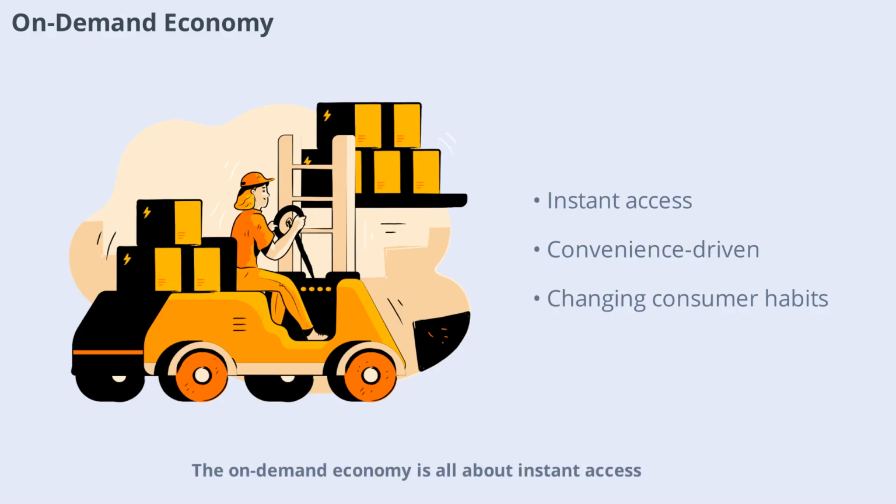The on-demand economy is all about instant access. From food delivery to freelance work, businesses like DoorDash and TaskRabbit connect consumers with services at the tap of a button. This model thrives on convenience and speed, meeting modern expectations for immediacy. It's a powerful example of how technology can reshape consumer behavior and business operations.